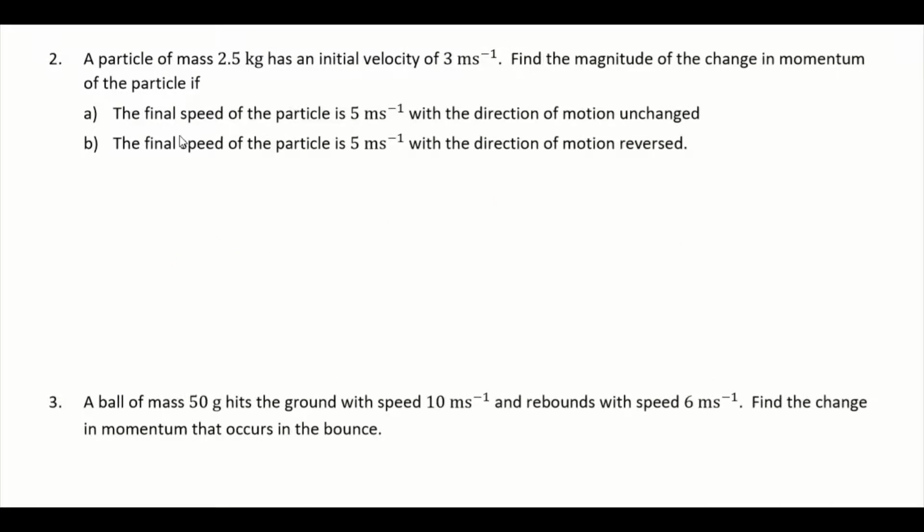Alright, a particle of mass 2.5 kg has an initial velocity of 3 meters per second. Find the magnitude of the change in momentum of the particle if the final speed of the particle is 5 meters per second with the direction of motion unchanged. Okay, so that's the first idea. Then part B is if, let's say, the direction of the motion reverses. Which means part B involves a change in direction, while part A is just moving towards the same direction from the initial to the final stage.